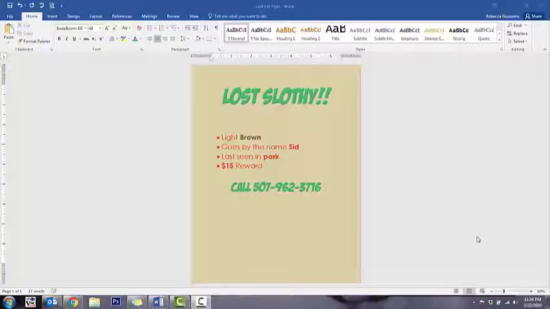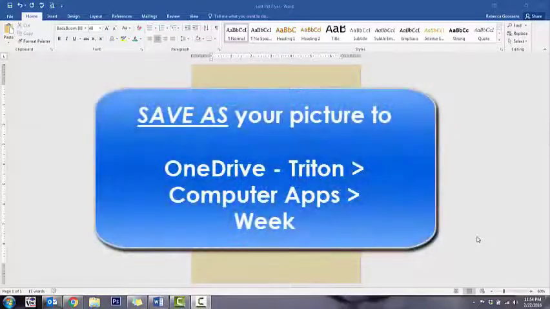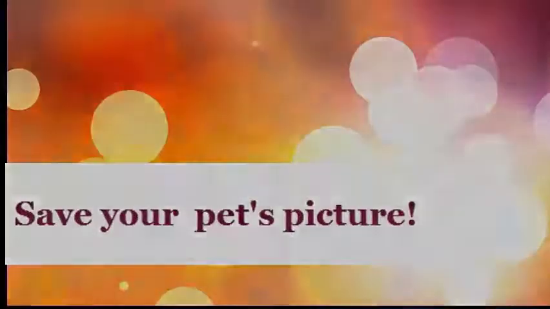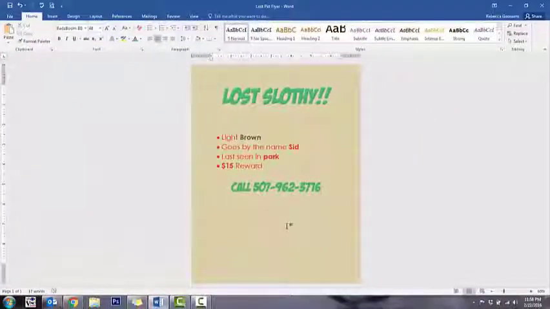Okay, so here's my flyer, and it's looking pretty decent, but something is missing. And that something is a picture of my Slothy. So the first rule to inserting any picture into a Word document is to save your picture. So right now, go out, go to Google, wherever, find a picture of whatever animal you lost and save it. After you've got your picture saved, you're ready to actually insert it into your document.